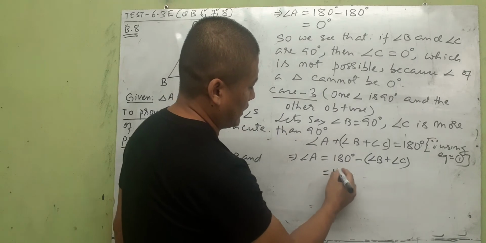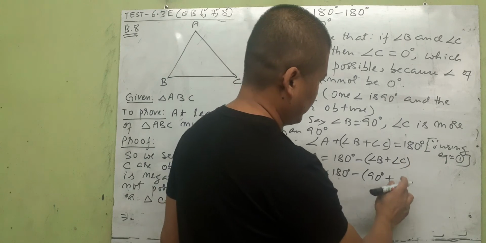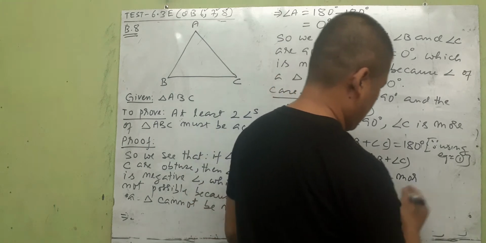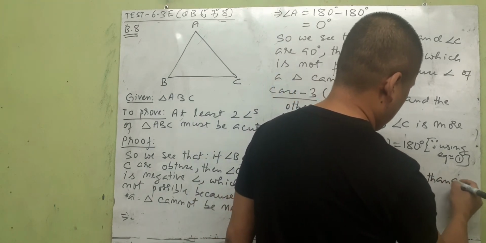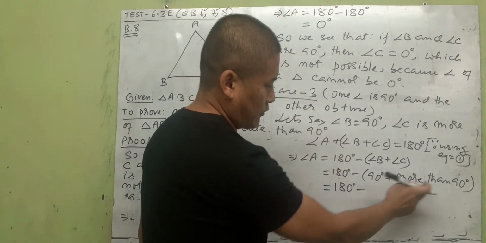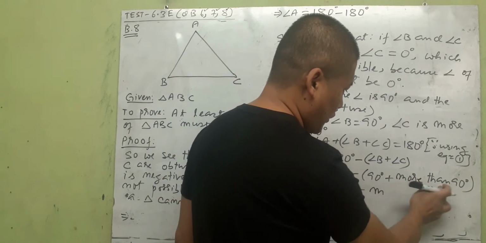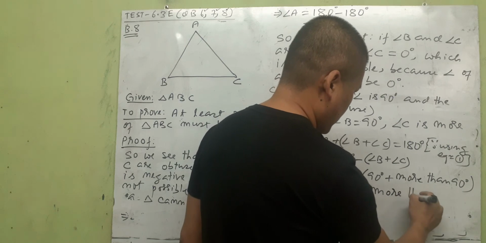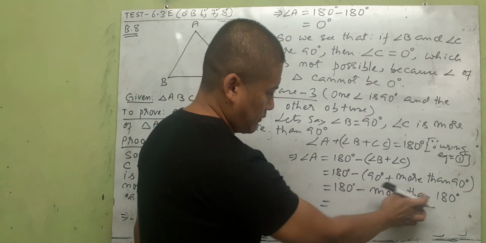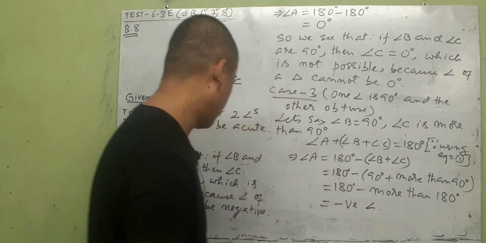Now how about this? Now 180 minus B is 90 degree plus C is more than 90. So common sense, we're going to get here 180 degree. So 90 and more than 90 together, 90 plus 90, is 180 or more, so more than 180 degree. So if this value is greater than 180, then it will come out as a negative angle again.